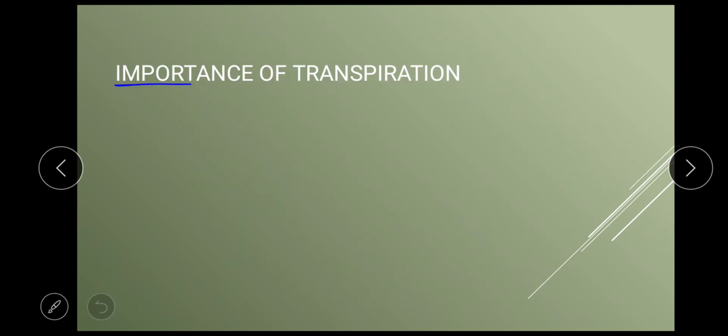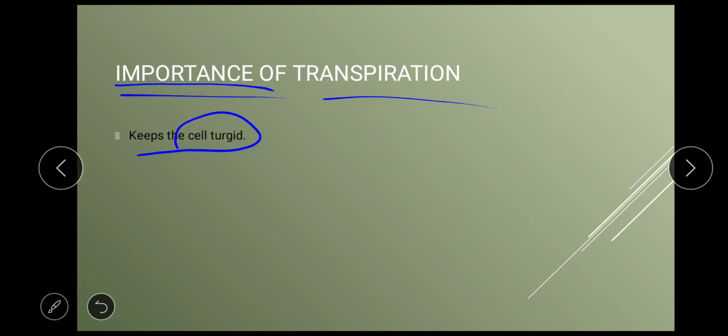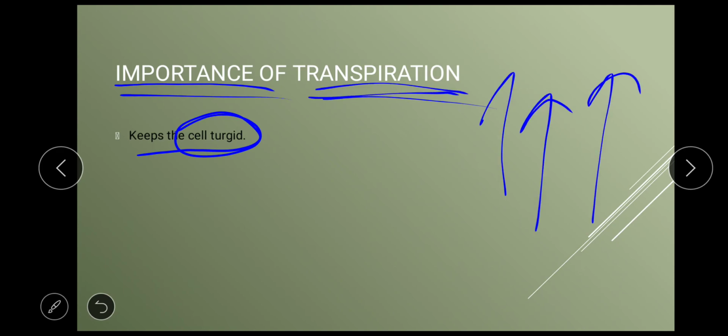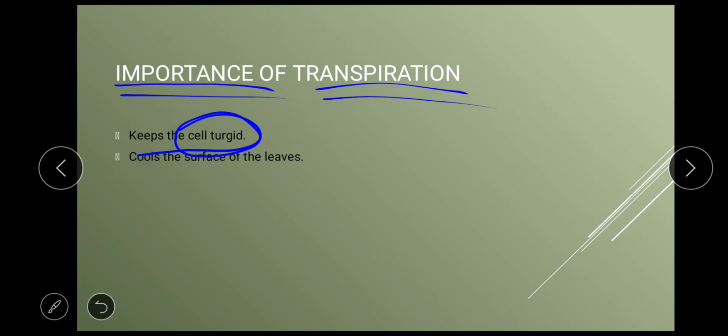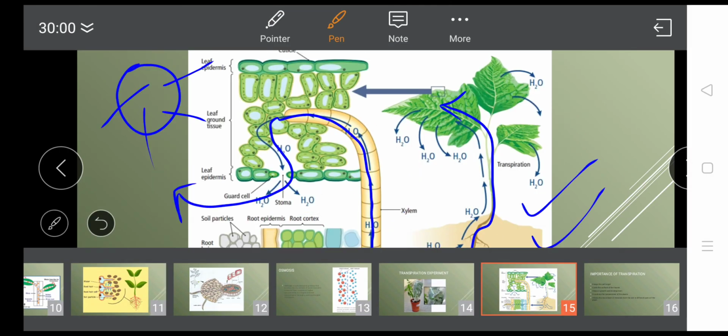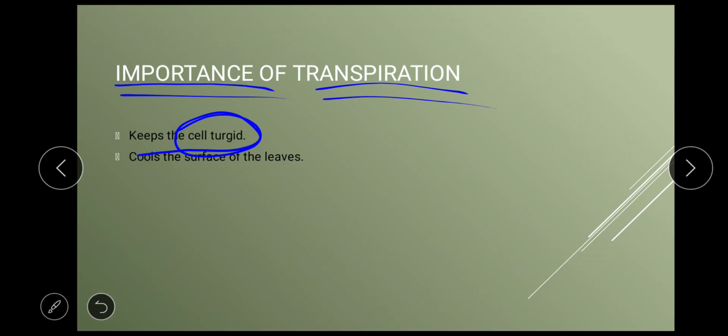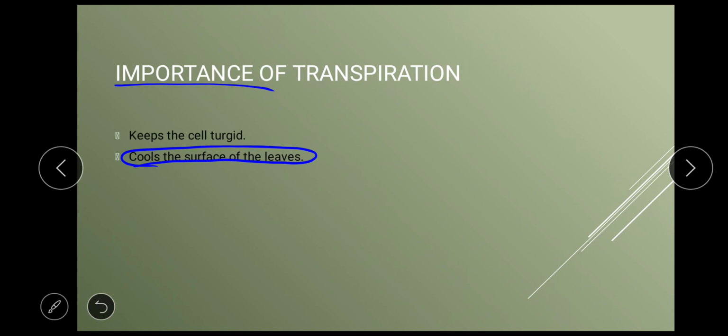Next, what is the importance of transpiration? First, it keeps the cells turgid. Turgid means because transpiration happens, the plant keeps on taking more and more water, and because of that water, plants are strong, they have good strength. It cools the surface of the leaves.